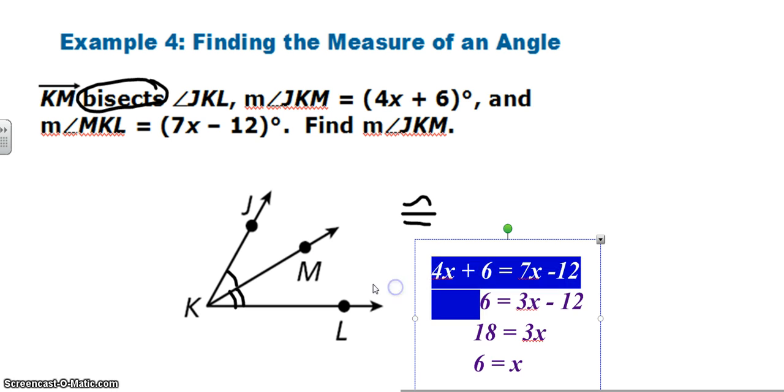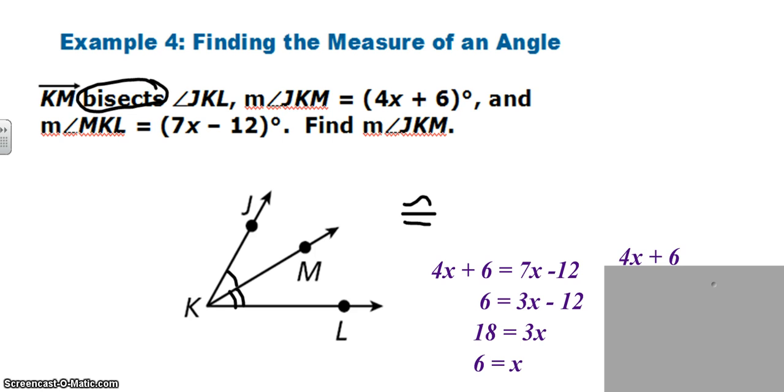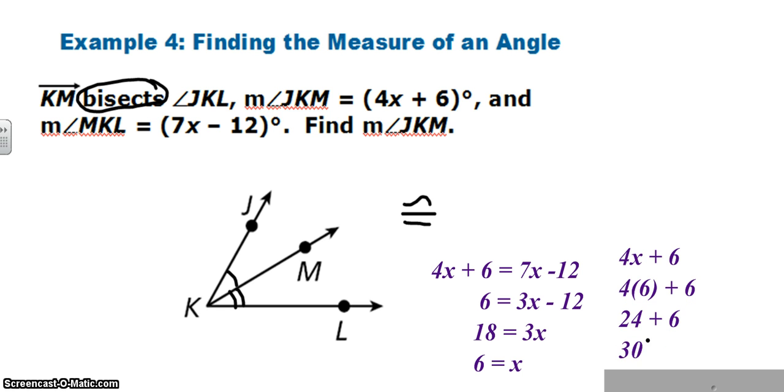Now, have we answered the question? We've got to always ask ourselves that, right? So find the measure of JKM. x equals 6, well, that doesn't equal 6, does it? We're going to have to plug it in, right? So JKM, again, is 4x plus 6. When we plug 6 into that equation, the measure of JKM is 4 times 6 plus 6, giving us 24 plus 6, or the measure of JKM is 30 degrees.